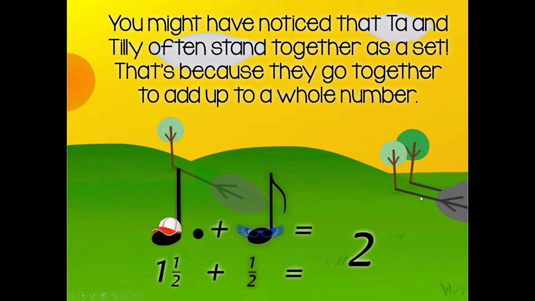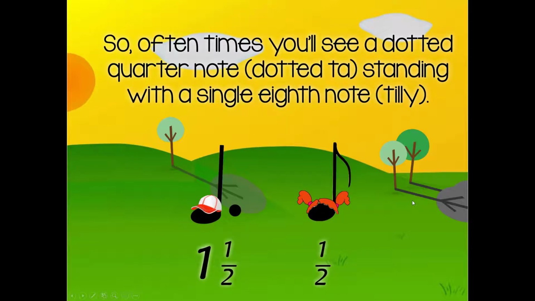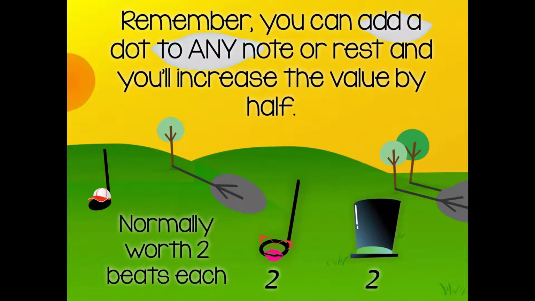You might have noticed that ta and tilly often stand together as a set. That's because they go together to add up to a whole number. If either person stood on their own, they'd feel a little incomplete. Each measure has to add up to a whole number. You can't have leftover fractions. So oftentimes you'll see a dotted quarter note, a dotted ta, standing with a single eighth note, tilly. Remember, you can add a dot to any note or rest and you'll increase the value by half, normally worth 2 beats each.